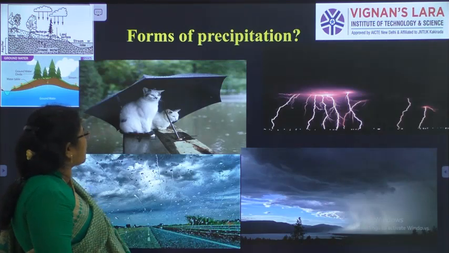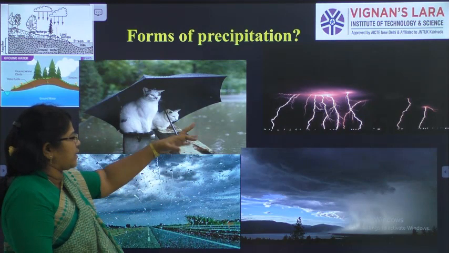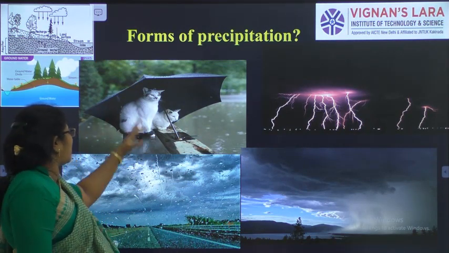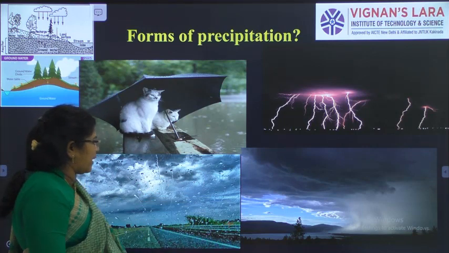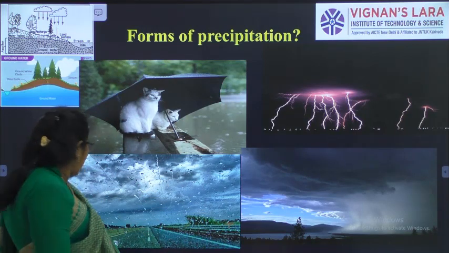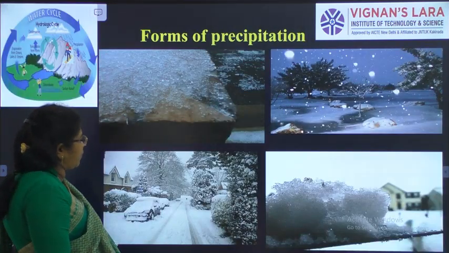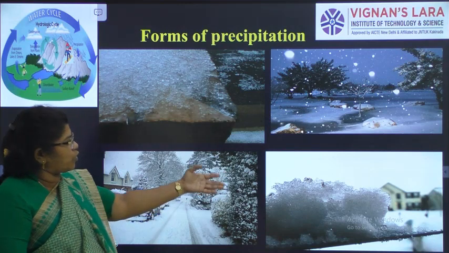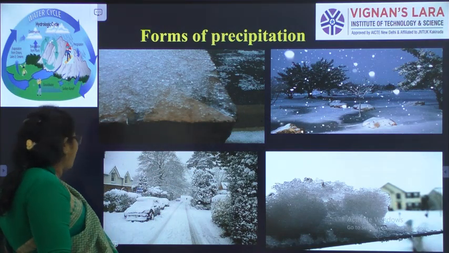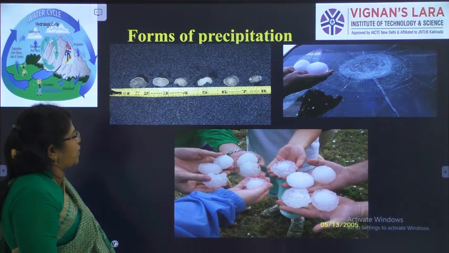Some of the forms of precipitation you can see are a storm and rain. This is a small drizzle. Here you can see the rain and other things. This is hail. Okay, you can see different forms now. This is snowfall you can see here. Now we will see the different forms of precipitation.